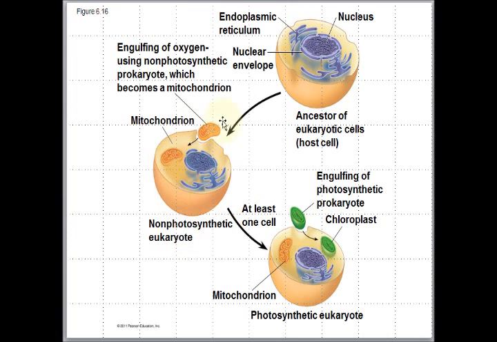And then perhaps at some other point this type of cell engulfed a photosynthetic prokaryote, and it became a chloroplast. So if that's the case, you would have this, which would become an animal cell, and this would become a plant cell. So this is not exactly completely settled science. There's still some question as to how this happened or exactly when it occurred. But again, a lot of the evidence that we have now tends to point toward this theory.